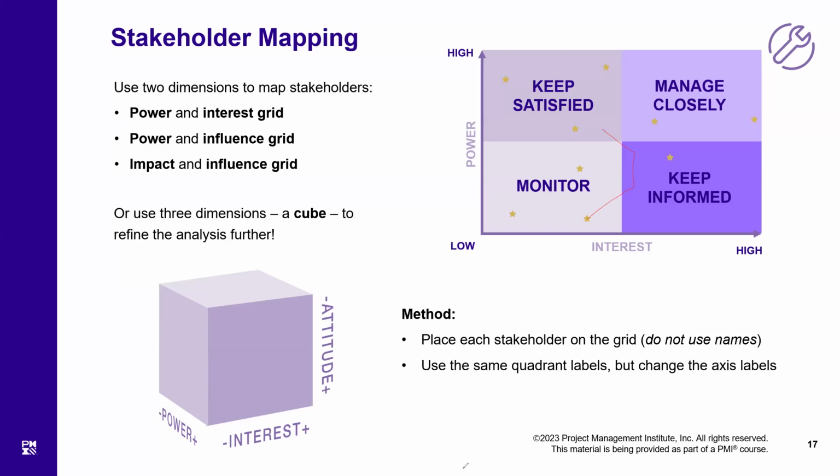The third parameter. What about the third parameter? Where would it go? Interest goes to the right, power goes up. And where does the third parameter go? The impact and influence.